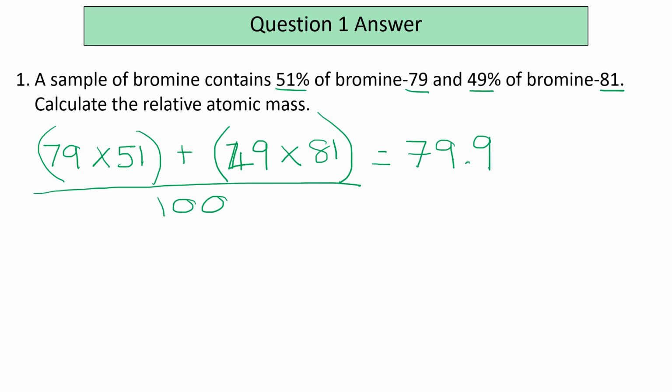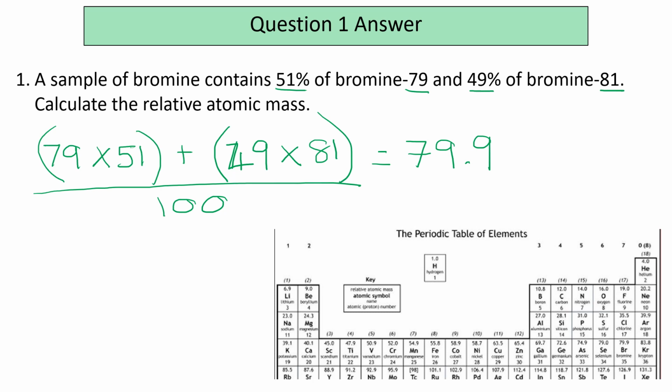Now on our periodic table, the relative atomic mass number would appear to be 80 on the GCSE periodic table. However, on a more detailed periodic table, we actually can see that bromine to 1 decimal place has a relative atomic mass number of 79.9.